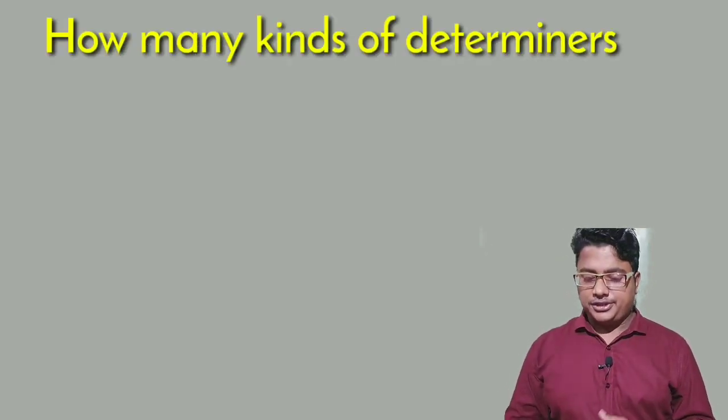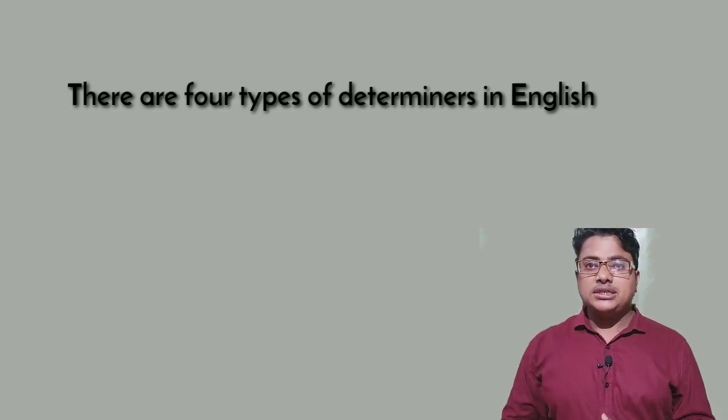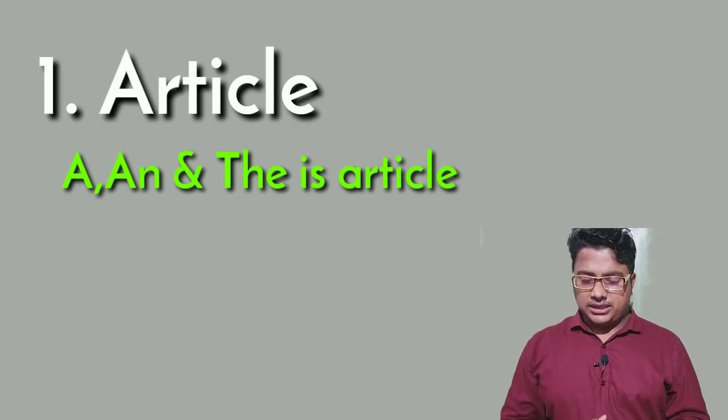So for two cases we use determiner in sentences. One is to specify noun, another is to modify noun. However, let's learn how many kinds of determiner. We know there are four types of determiner in English. One is article. We know A, an and the are known as articles.